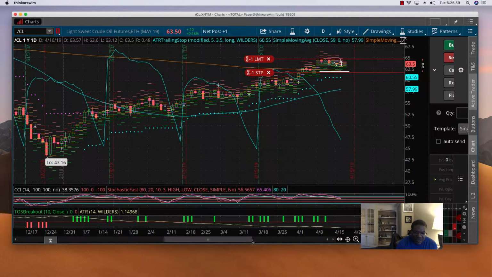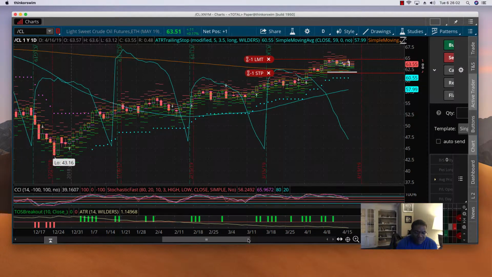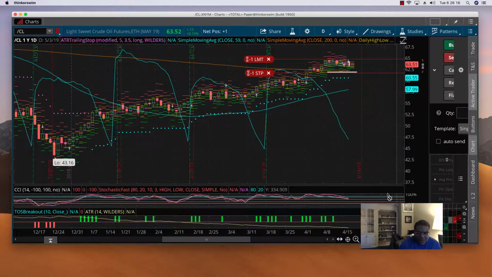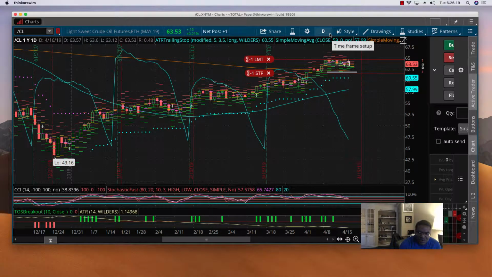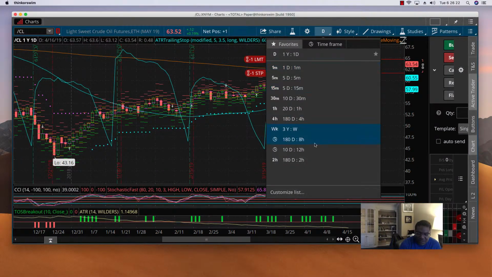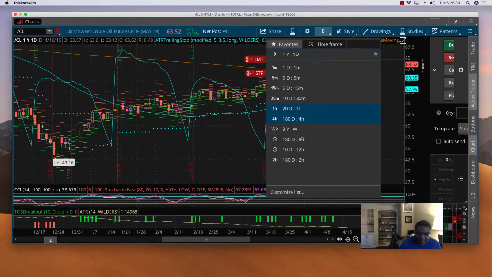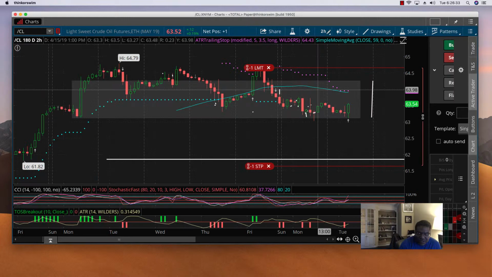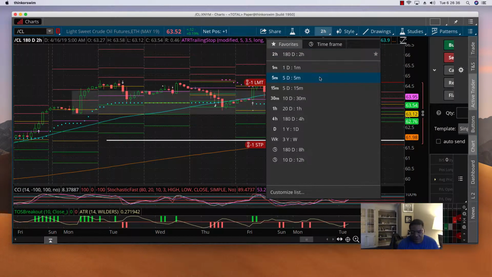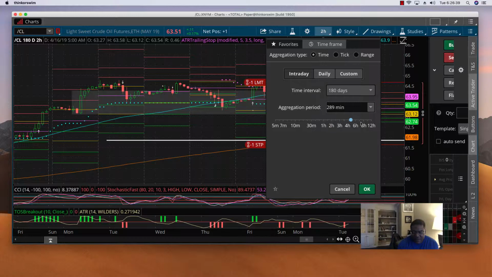And that's pretty much what I get out of the daily chart. Direction and momentum, and the volatility gives me some information about the volatility in the market, which is big. That's pretty much what I need going into the lower time frame. So let's go to the 12-hour time frame. We're going to go to 180, and then we're going to do a 12-hour like that.